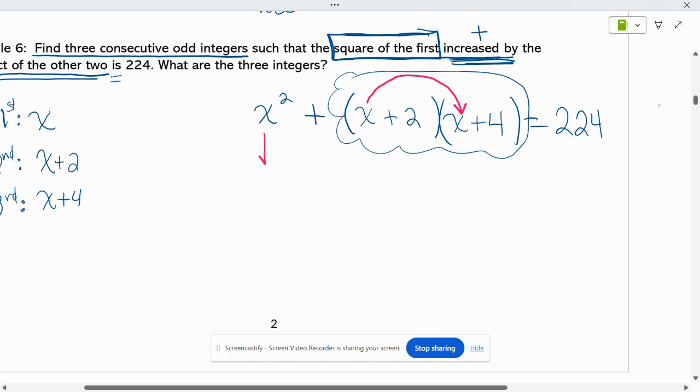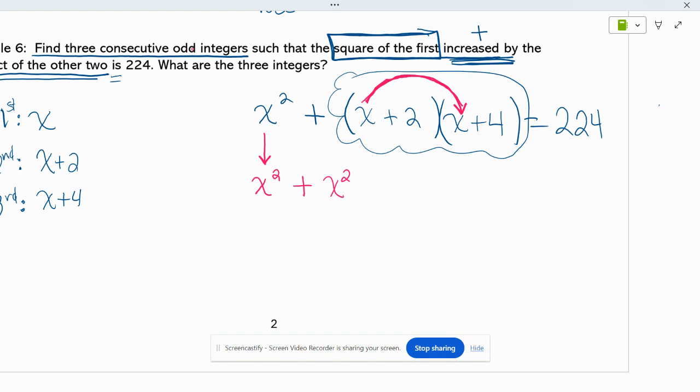So this first guy doesn't change. The first integer is just the square of the first one, x squared, plus, now I'm going to take care of this parenthesis product. X times x is x squared. And x times a positive 4 is 4x. And 2 times x is 2x, and 2 times positive 8 is 8, equals 224.